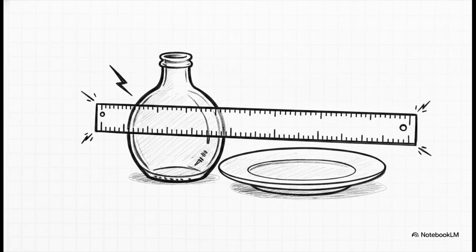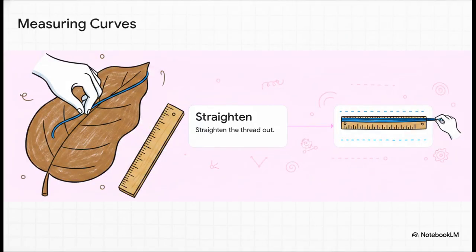Easy! All right, next challenge. Not everything in the real world is perfectly straight, right? We've got garlands, circular plates, round bottles. How do you accurately measure something curvy when you only have a straight, rigid ruler that flat out refuses to bend? Well, if you don't have a flexible tape handy, there's a brilliantly simple workaround.